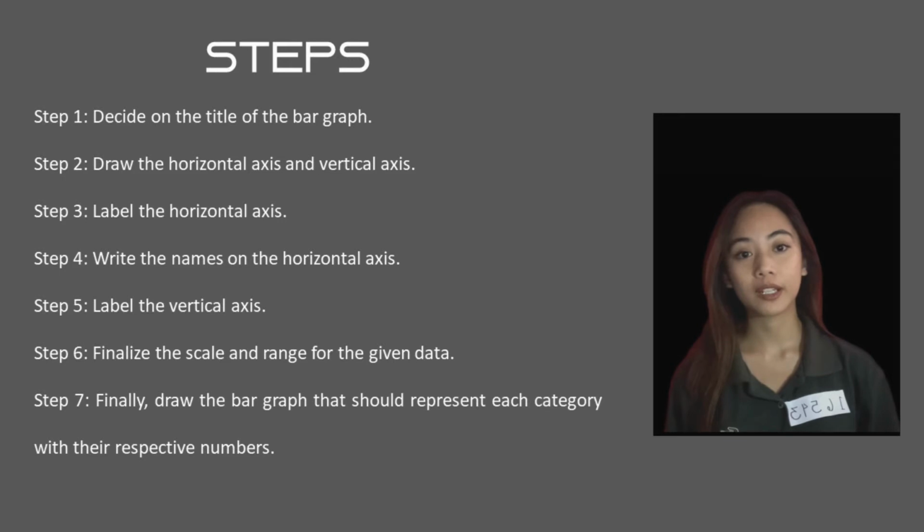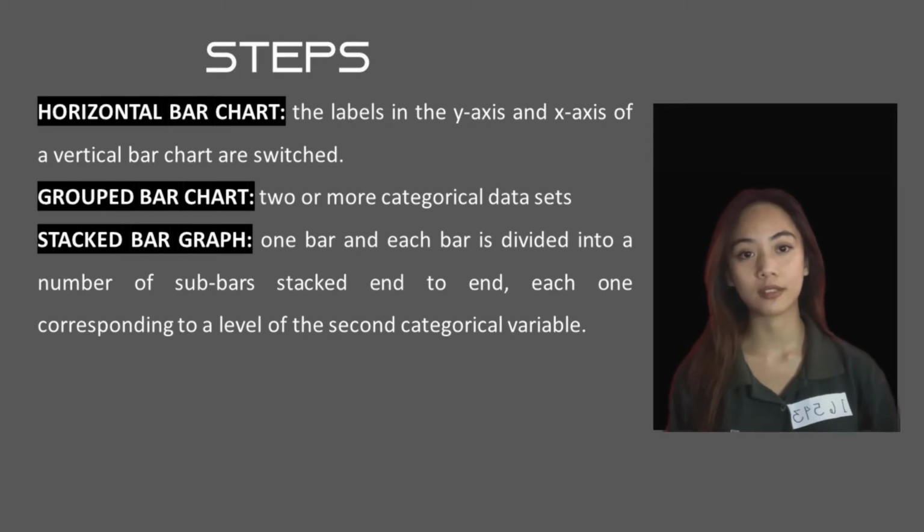Fifth, label the vertical axis. Sixth, finalize the scale and range for the given data. And finally, draw the bar graph that should represent each category with their respective numbers.